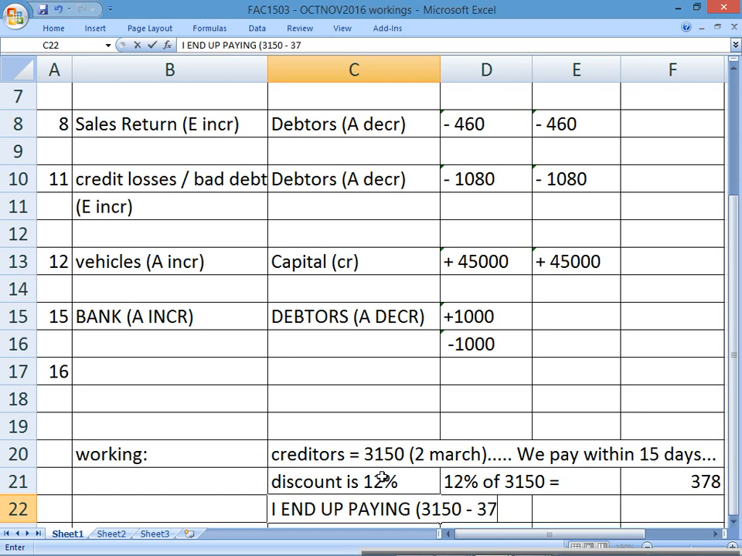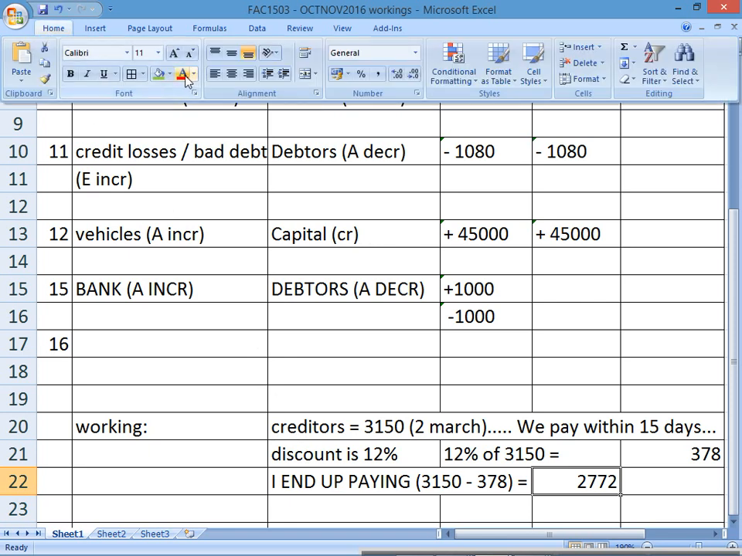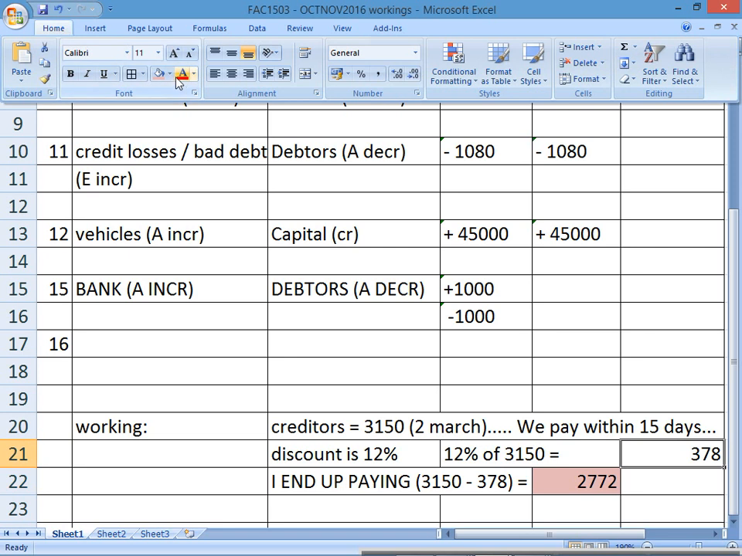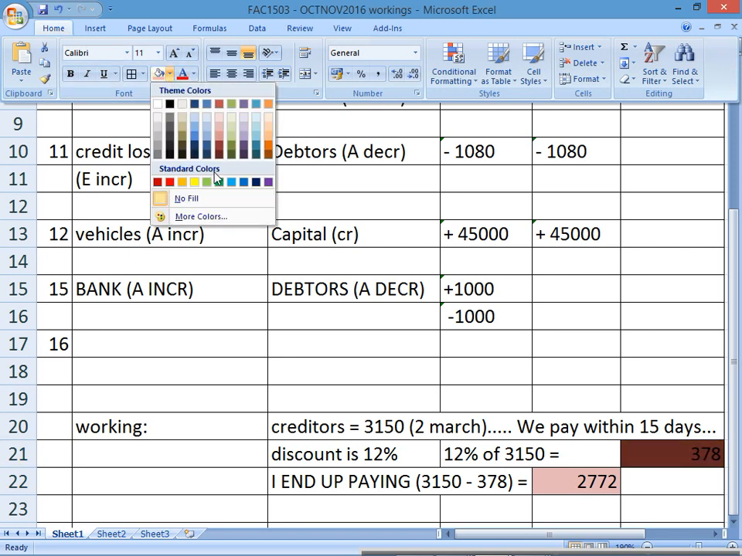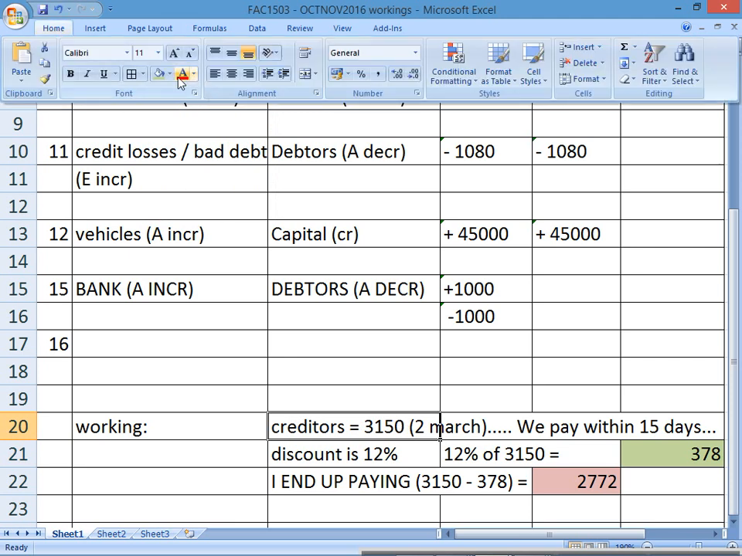3150 minus 378, close brackets, equals, I end up paying that amount. Okay, so this is what I pay. That's my payment. That's my discount. And that's the outstanding liability.